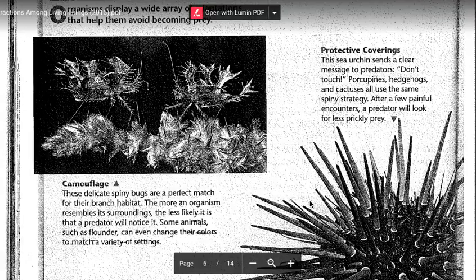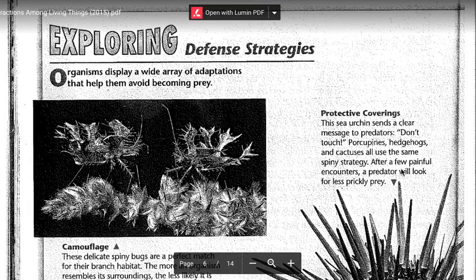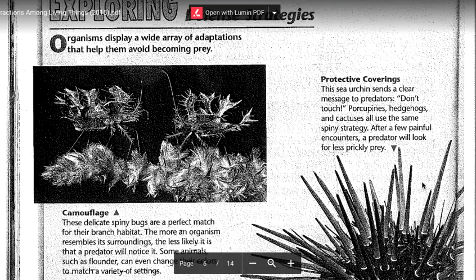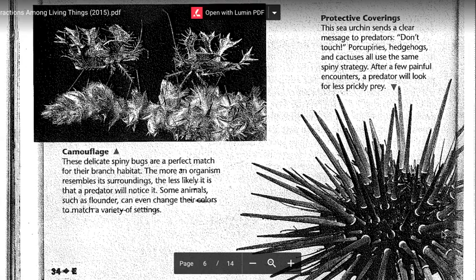Let's go up here for a second. Here are some examples of prey adaptations, so adaptations that help organisms avoid becoming eaten, basically. Camouflage, right? These organisms look just like the branches they live on. A sea urchin has all of these spikes. Same thing with porcupines, hedgehogs, cactuses, things like that.